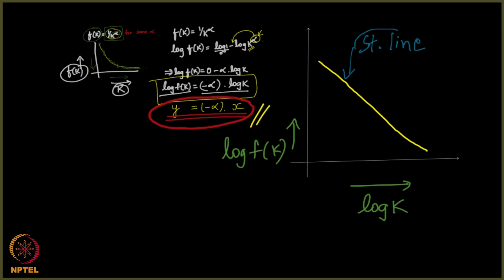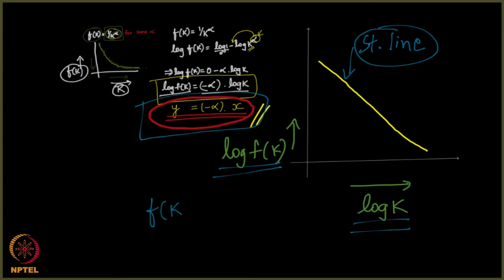If you're getting a straight line, which means that log f k versus log k was of this form, it means that f of k was indeed of the form 1 over k to the power of something, and that something happens to be the slope of this line. So all in all, the litmus test is the following. It might sound very technical, but all I'm saying is the following. Let me write that down neatly.